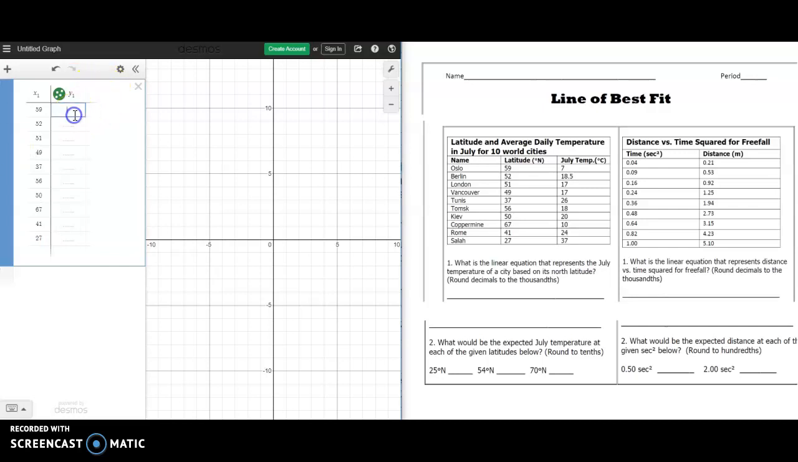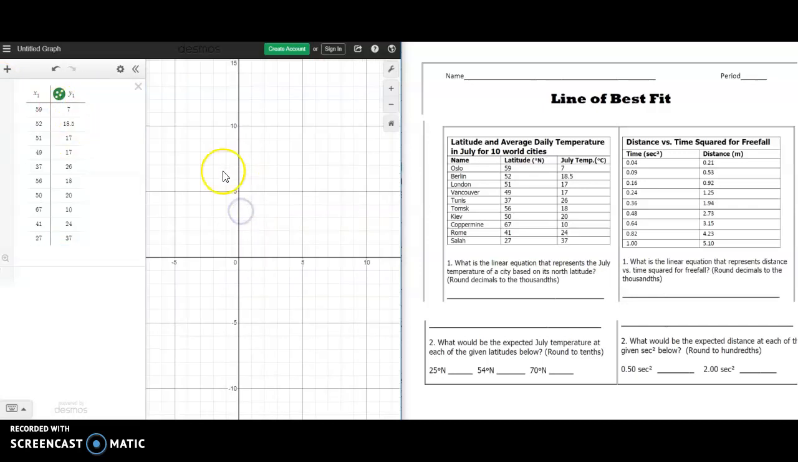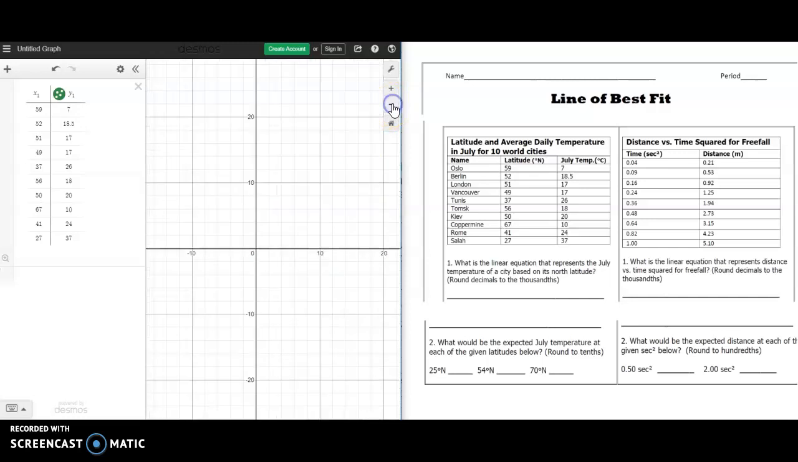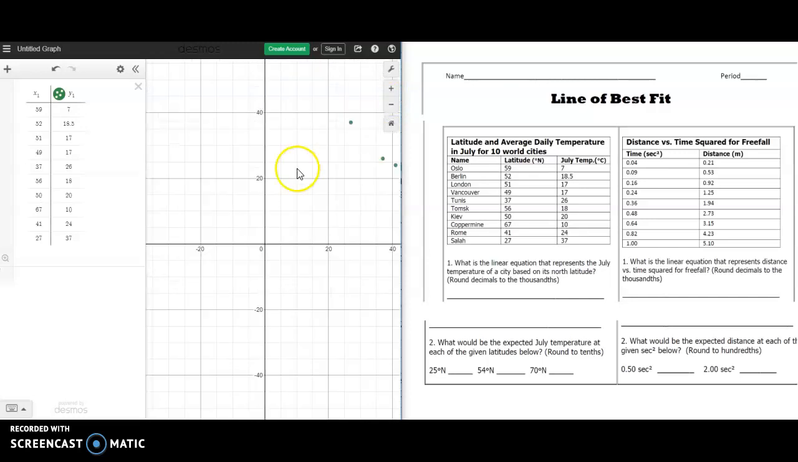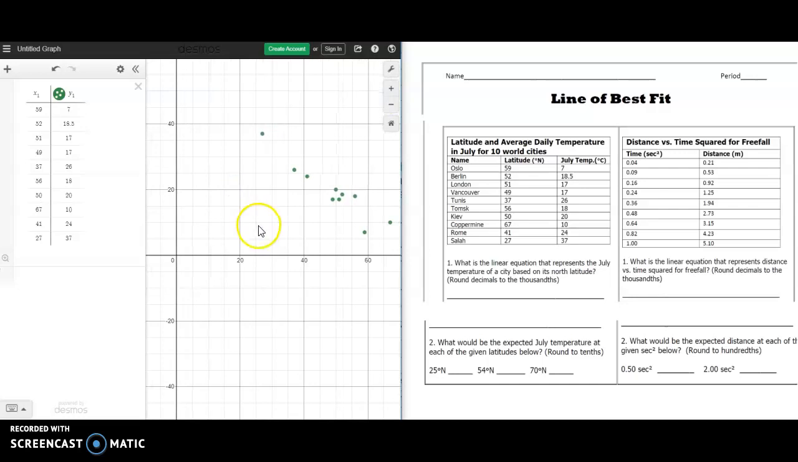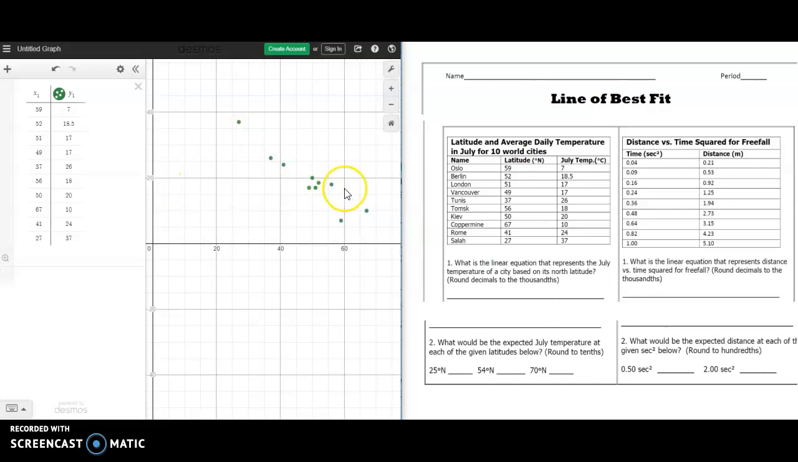All right, so I typed in all my X's. Let me type in my Y's. All right, so I finished typing in my X's and my Y's. Again, we can't see the data because we need to zoom out. So I'm going to use this zoom out button. I could have also used the mouse pad or the touch screen. So here is my scatter plot. It looks like the scatter plot is going down.